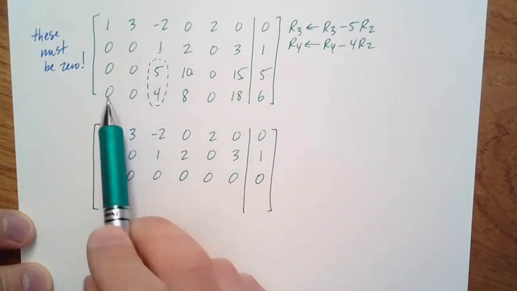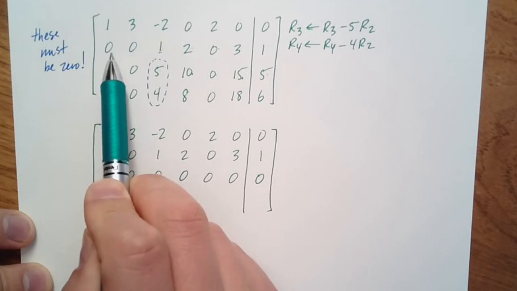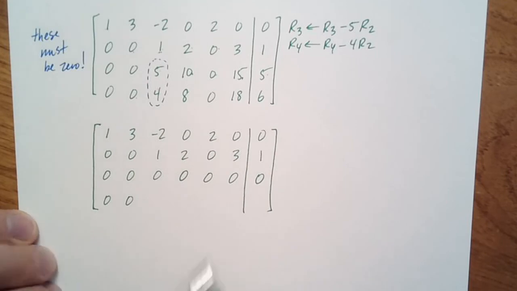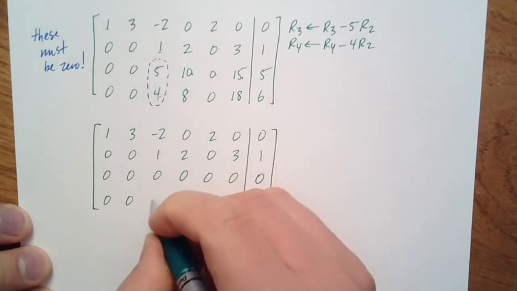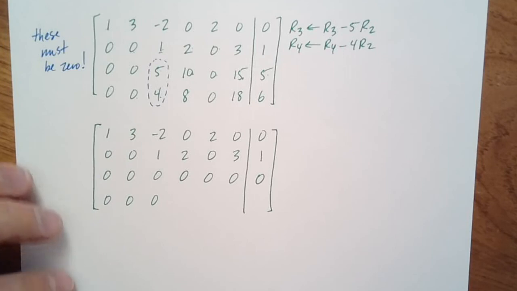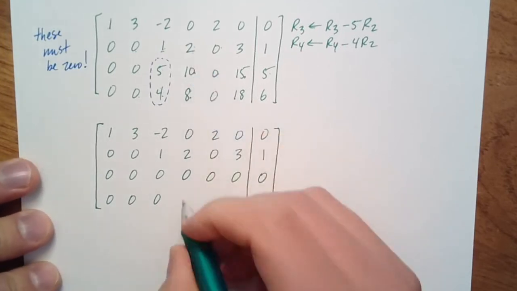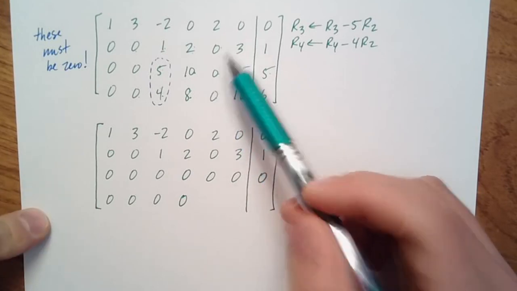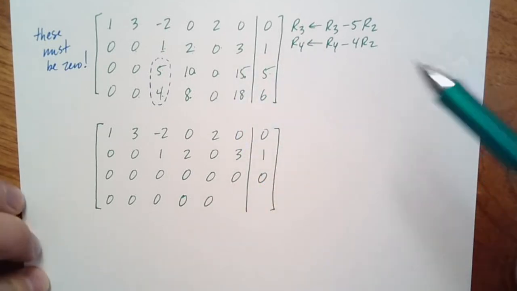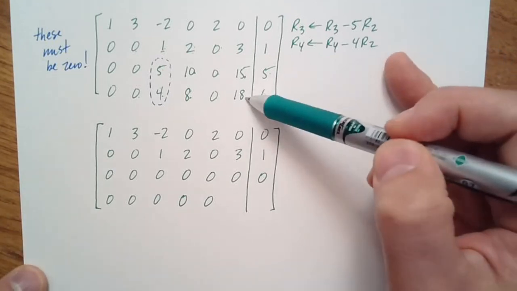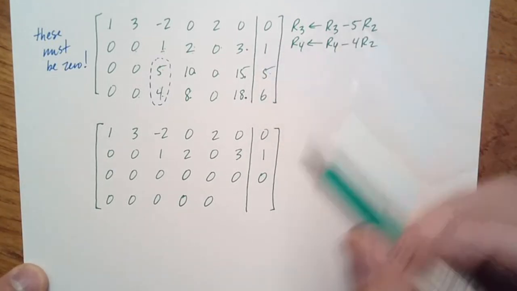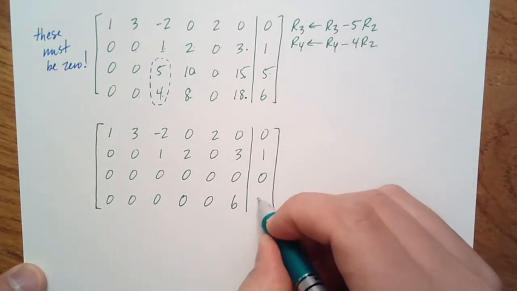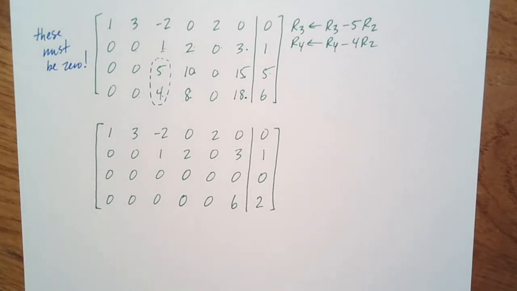So what happens here? These will just stay as zeros, right? 0 minus 4 times 0 is still just 0. 0 minus 4 times 0 is just 0. Now we've got 4 minus 4 times 1. That'll be 4 minus 4, which is 0. 8 minus 4 times 2 is 8 minus 8. So that'll be 0. 0 minus 4 times 0. Got a lot of zeros here. This is good. This means this is working. 18 minus 4 times 3, that's going to be 18 minus 12, which is 6. And then 6 minus 4 times 1 is going to be 2. So that's what we get after that step.